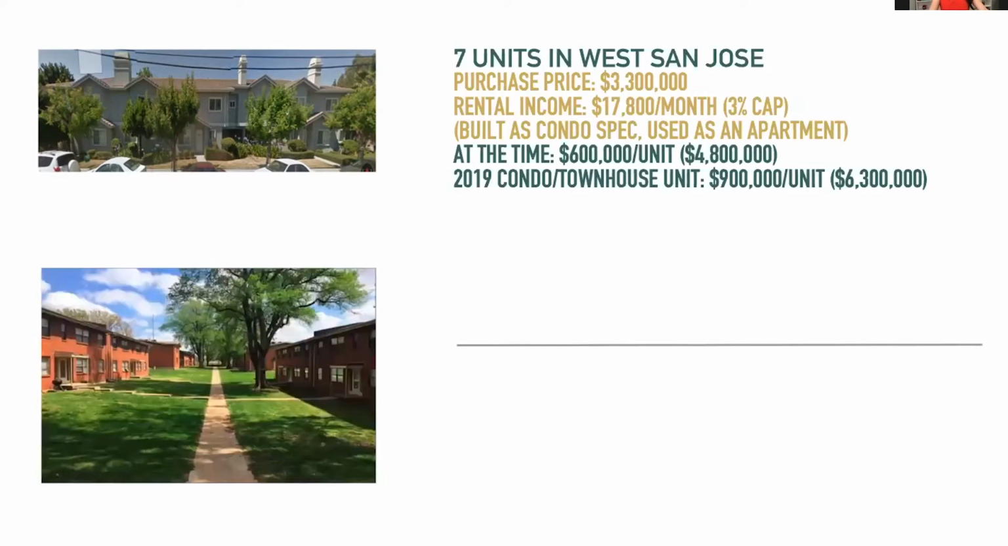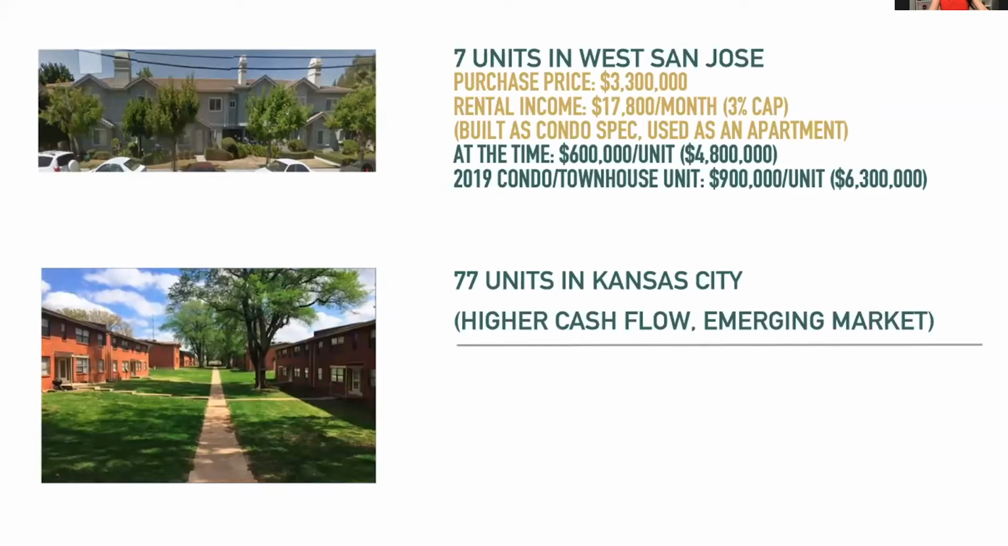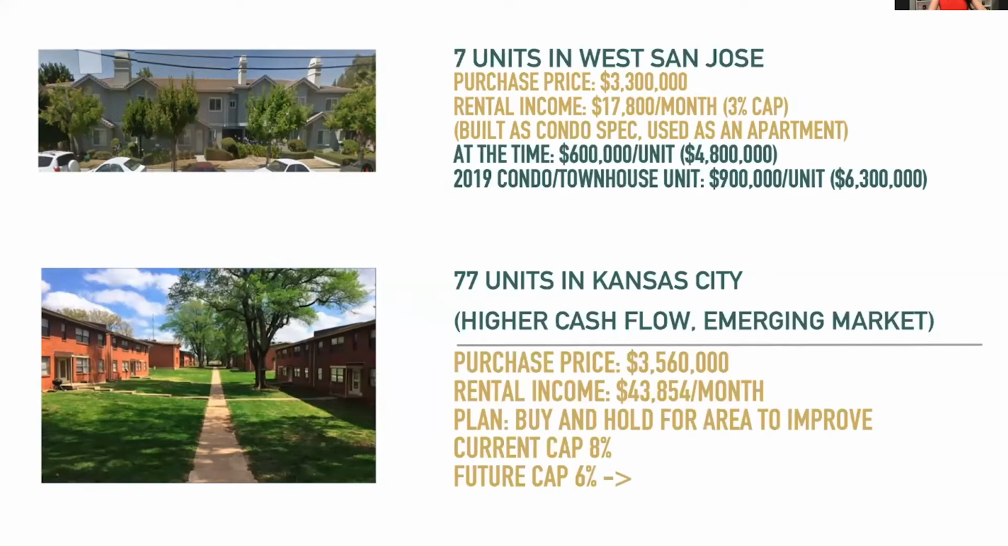She knows that I invest out of state. She followed me to Kansas City, and we found the 77 units in an area that is developing. So we said, this is going to be a long-term hold. We buy in an area next to a Class A neighborhood, but this particular one is actually in a Class C area. And we purchased for $3.56 million, but look at the rental income: $43,854, and you're getting 11 times more units compared to the one in West San Jose. So this is the difference between a high cap rate location versus a low cap rate location.